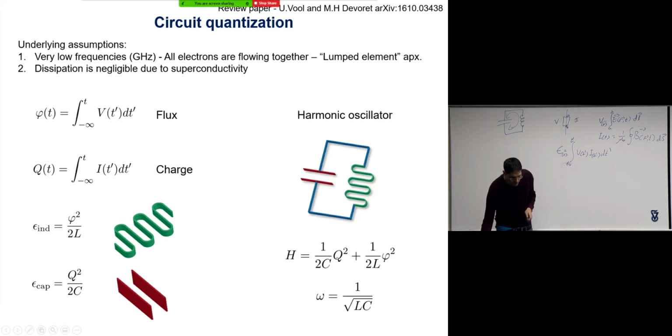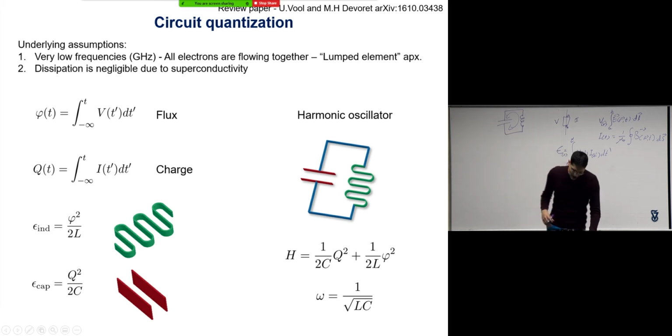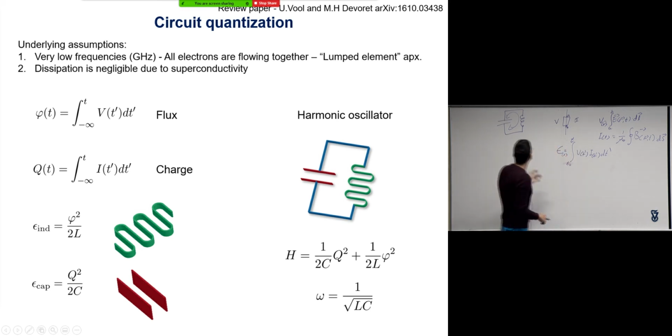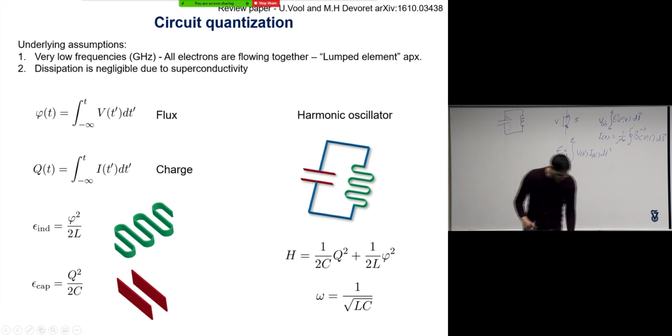Now, what I want you to picture at the moment, and we're still classical here, is a harmonic oscillator over here. And this harmonic oscillator is composed of two elements. One is the capacitor, this is what you can see here, and the other is the inductor. That's what you can see over here.